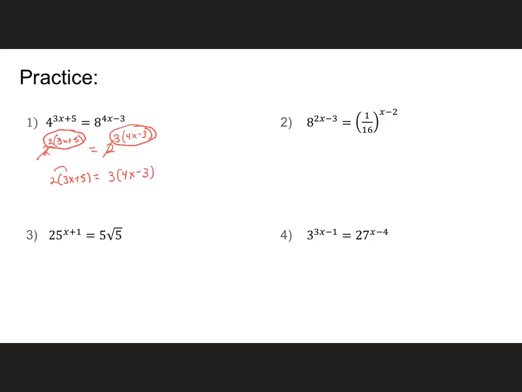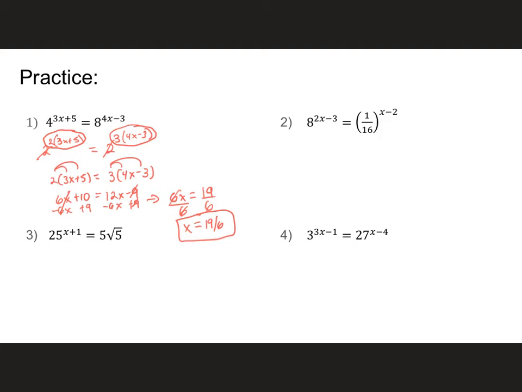And now I just need to solve. So I'm going to distribute on both sides, and I get 6x plus 10 equals 12x minus 9. Subtract 6x. Add the 9 to the other side. And I get 6x equals 19. Divide both sides by 6. And I get x equals 19 over 6. Again, you could plug that back into the original equation and verify that the left side equals the right.